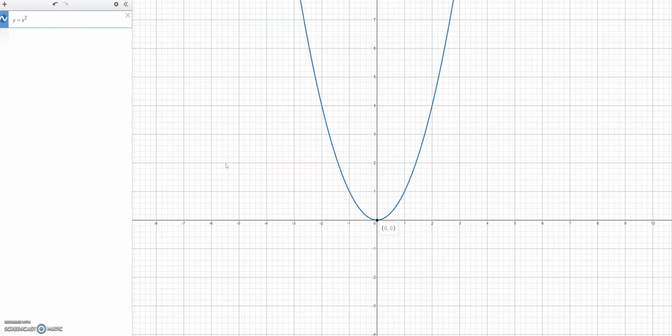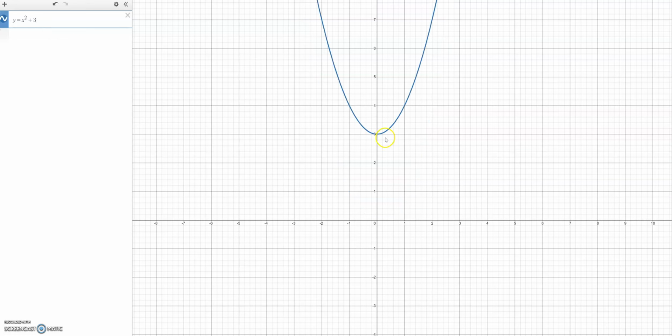So let's say I want to move it up. So I'm going to go ahead and move it up by, say, 3. All I have to do was add 3 to my parent function. So here's plus 3. And now you can see that my parabola is up here. So it's now shifted up by 3 units. So the rule of thumb is if you're adding a number, a constant, you're moving it up by 3.